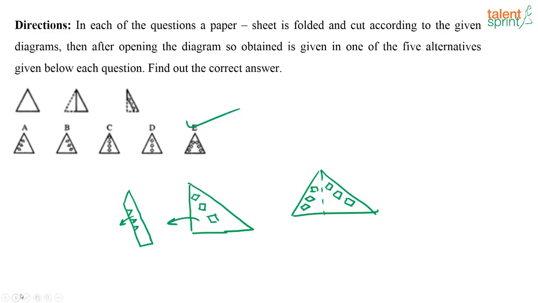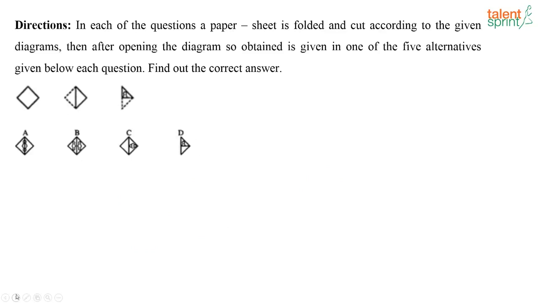Clear? Yes. Next one. So you have a square, a diamond shape which is folded once. Again, basically 2 folds are happening here, and then you are making a cut like this.